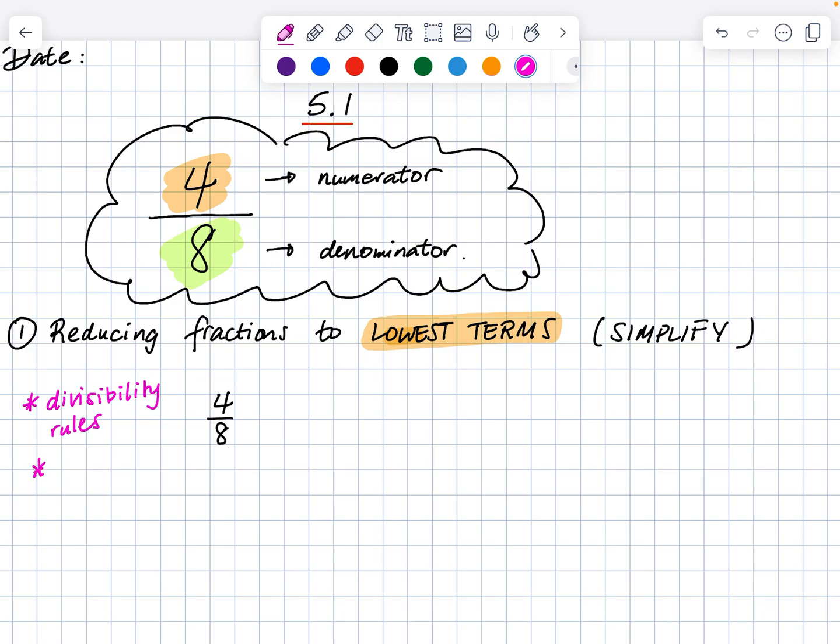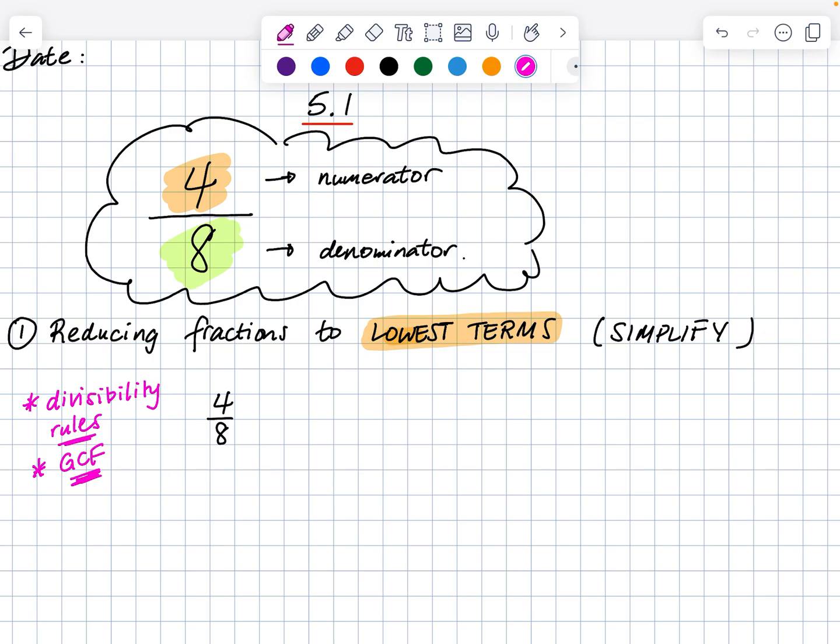The other thing that you're going to remember is to access the greatest common factor. You're always going to think about what is the GCF of the numerator and denominator. So what is the greatest common factor that the numerator and denominator can divide into? You're also, again, applying your divisibility rules here. So it's a good time to review these as well.